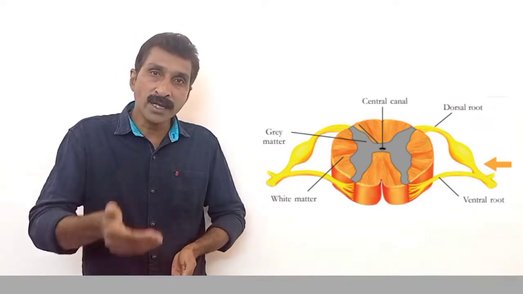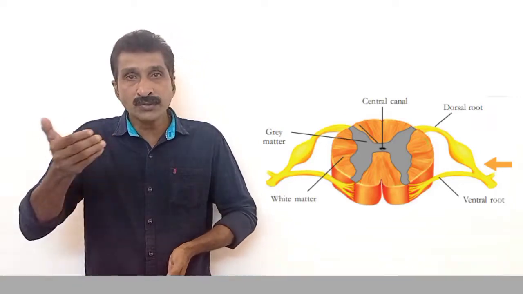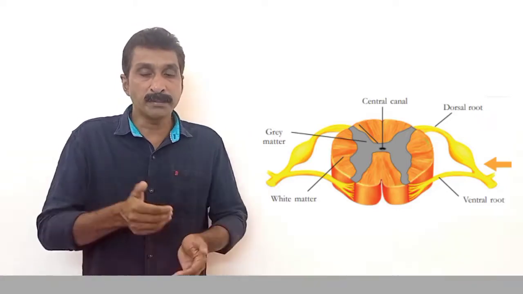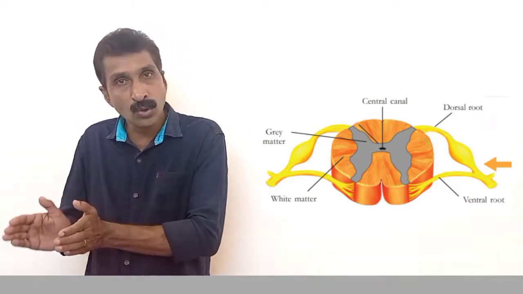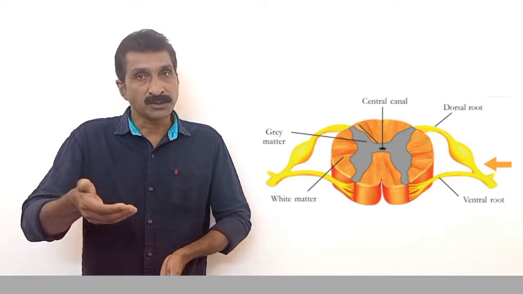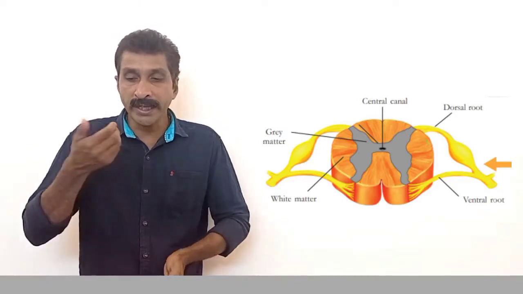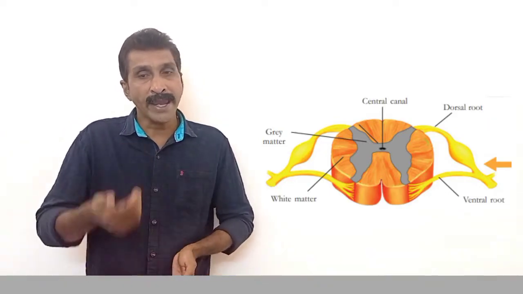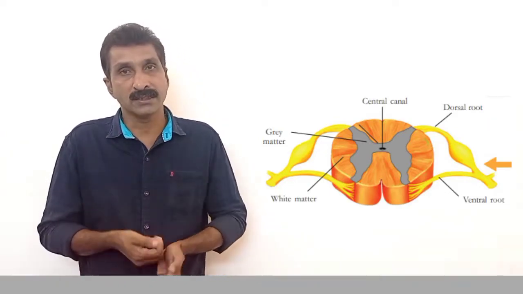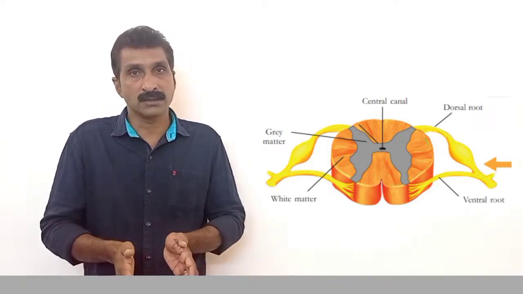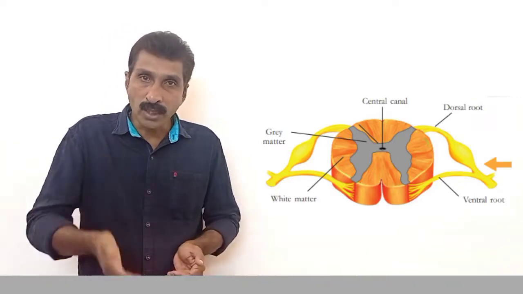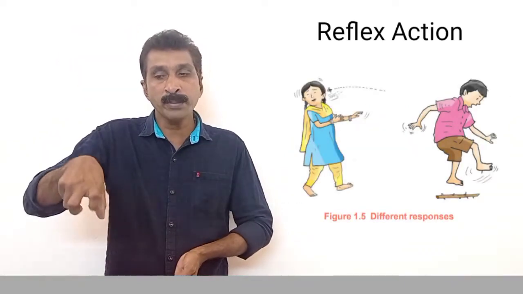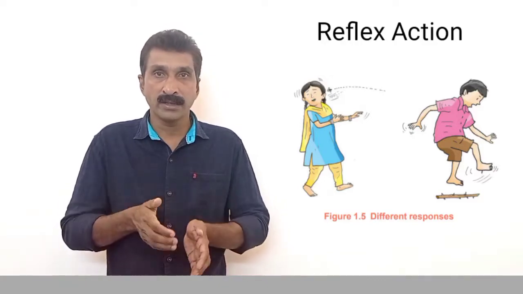The impulses from the different parts of the body are transmitted to and from the brain through the spinal cord. And the spinal cord also coordinates the repeated movements like walking, running, etc. In your textbook, figure 1.5, there is a diagram.